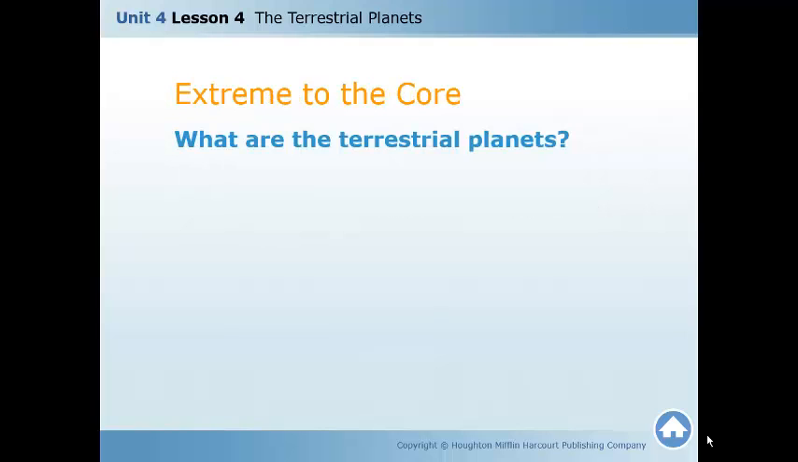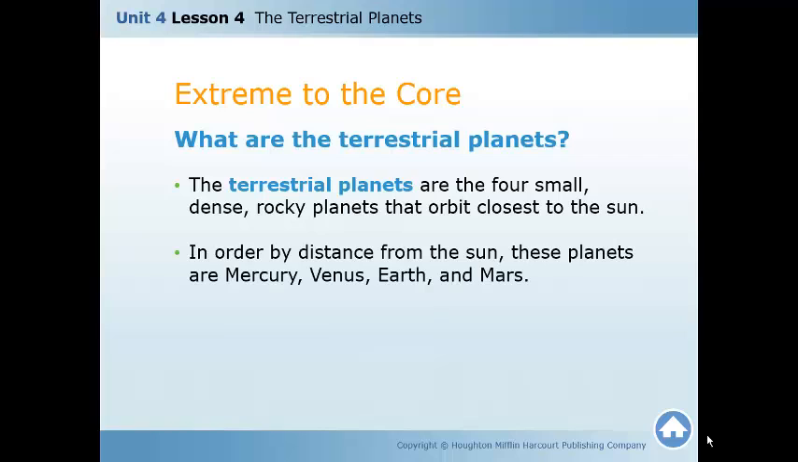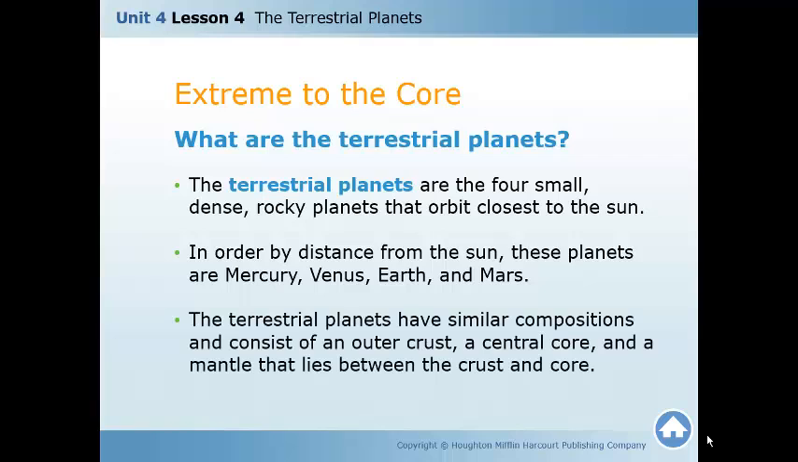Extreme to the core. What are the terrestrial planets? I bet you're wondering what the word terrestrial means. If you ever have seen the movie E.T., E.T. stands for extraterrestrial. Terrestrial means of the Earth, like the Earth, rocky, solid, things like that. The terrestrial planets are the 4 small, dense, rocky planets that orbit closest to the Sun. In order by distance from the Sun, these planets are Mercury, Venus, Earth, and Mars.